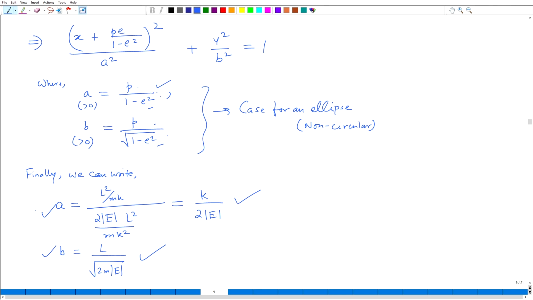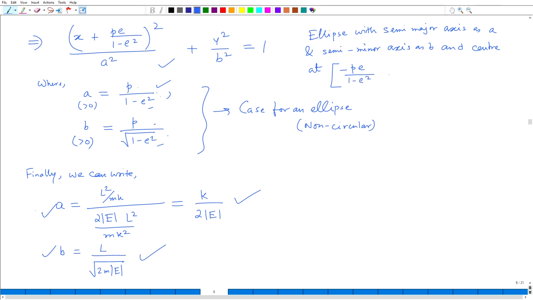So, this will be an ellipse with semi major axis as A and semi minor axis as B and center at minus P e by 1 minus e square, just this one, the negative of that, comma 0, because there is nothing in the y coordinate. This is once again the revision of the coordinate geometry.